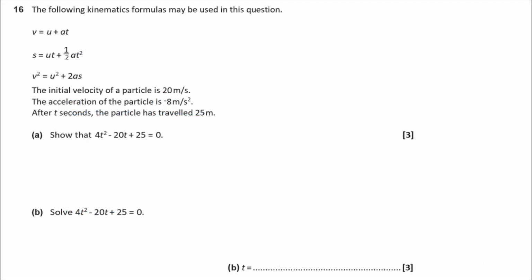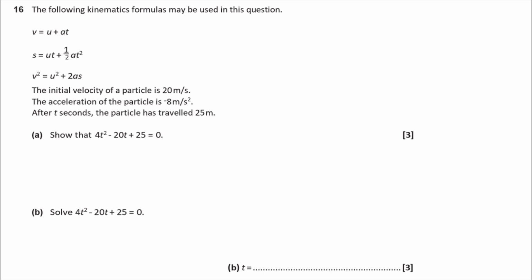Question 16. The following kinematics formulas may be used in this question. So we've got v equals u plus at, s equals ut plus half at squared, and v squared equals u squared plus 2as. Now it says we may need them, doesn't mean we need to use all three. Okay, I think we have to pick, don't we?